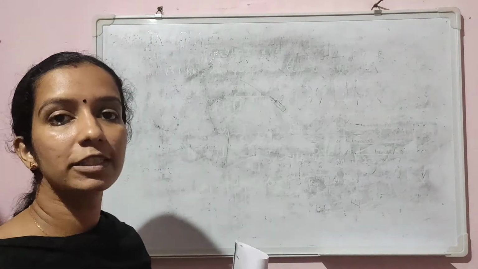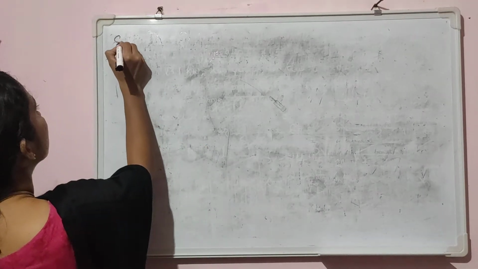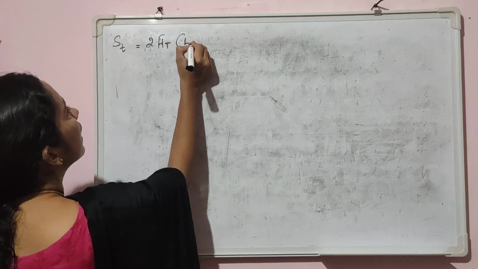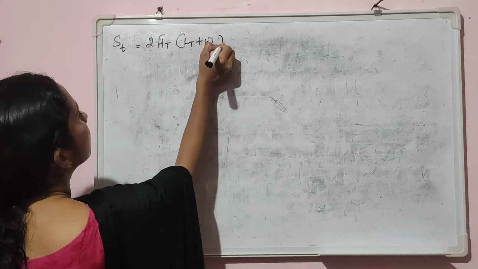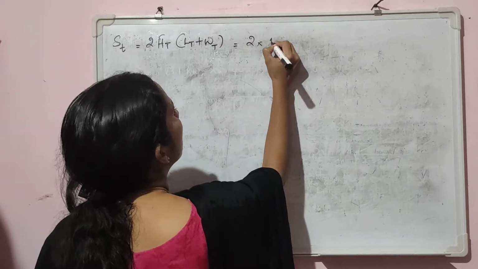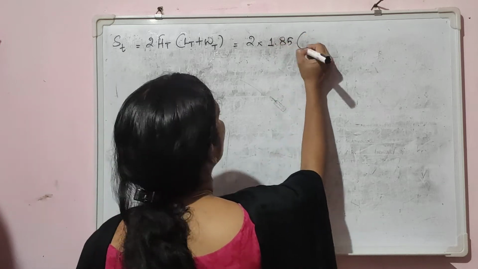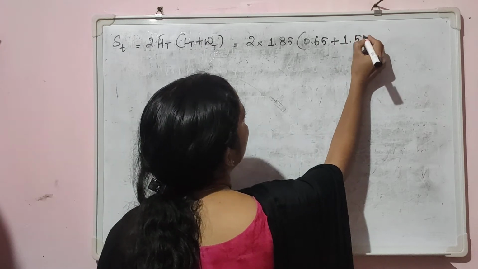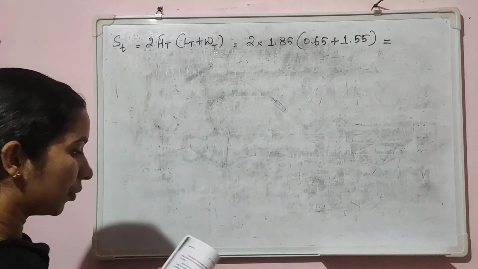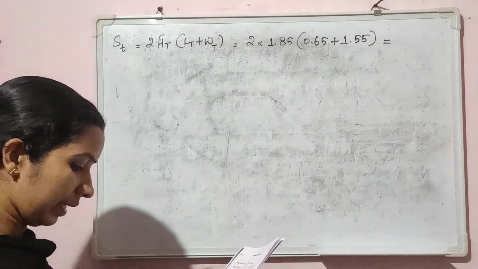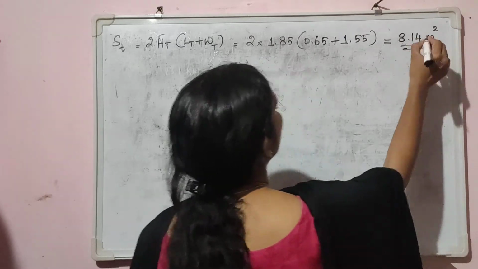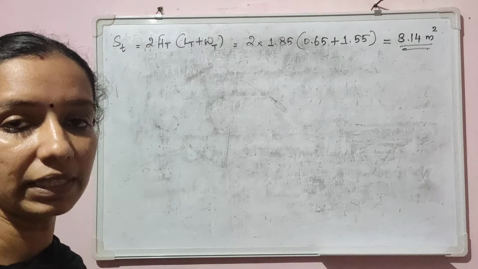So now let us substitute the values and calculate the heat dissipating surface area of the tank. So ST will be equal to 2 into HT into LT plus WT. It is equal to 2 into height is given as 1.85 into length is 0.65 and width is 1.55. So the answer will be, on substituting the values, 8.14 meter square. So this is the value of total heat dissipating surface area of the tank.